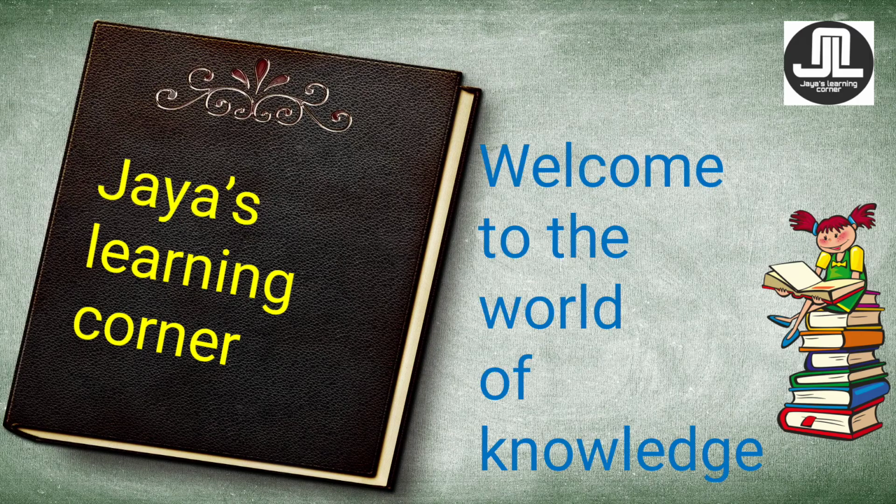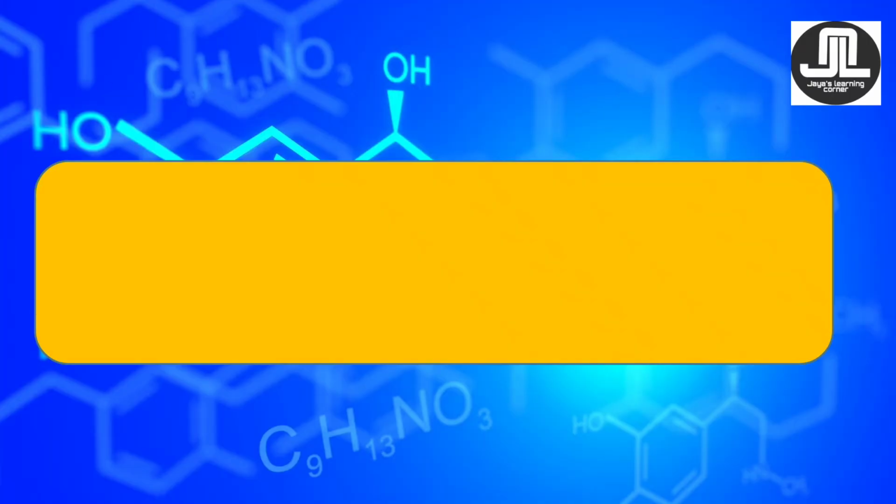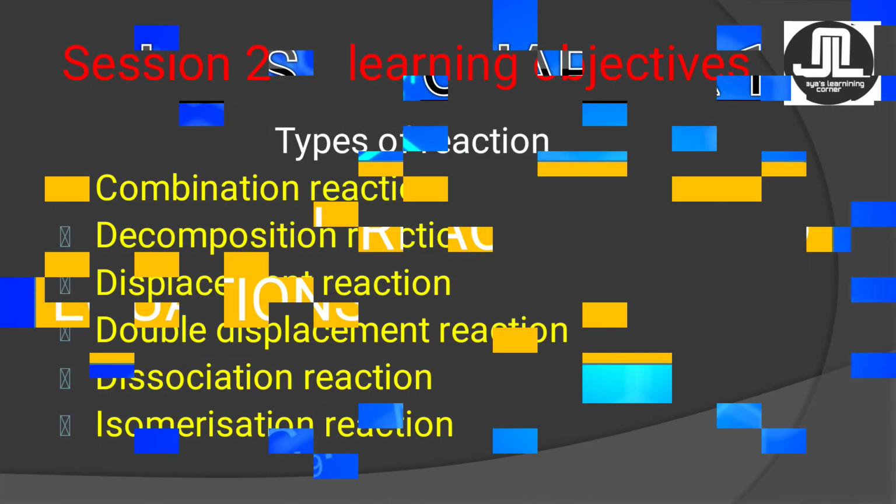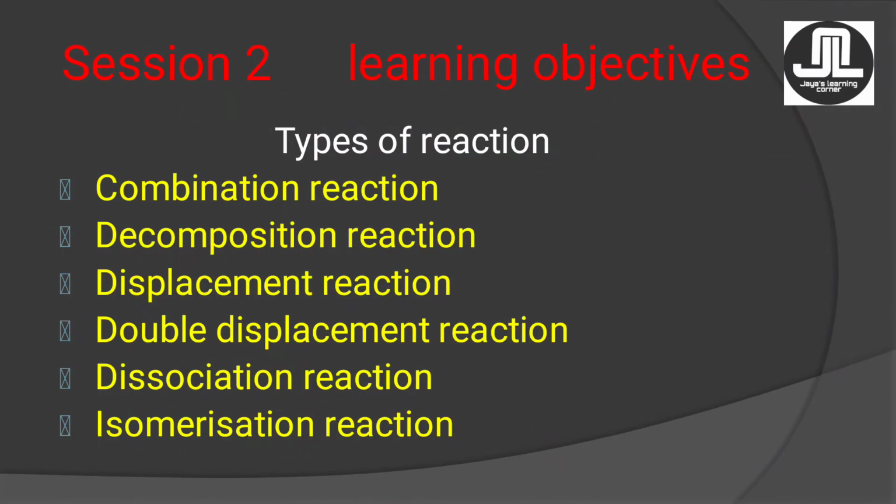So this is the second video from class 10th chapter number 1, and we are going to discuss the types of reactions in this chapter. All the reactions that come in your exams under the syllabus, we will be discussing all that. Here are some types of reactions: combination, decomposition, displacement, double displacement, dissociation and isomerization. These are the broad topics covered in your syllabus, but there are some other reactions also. We will be discussing all those reactions further in the video.